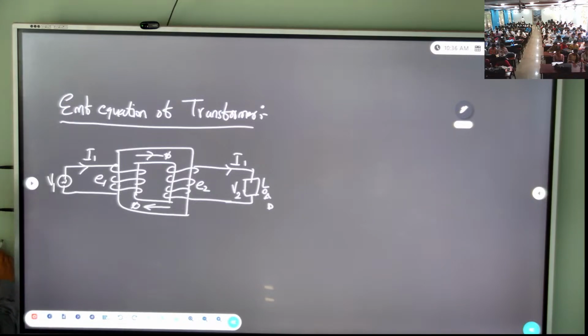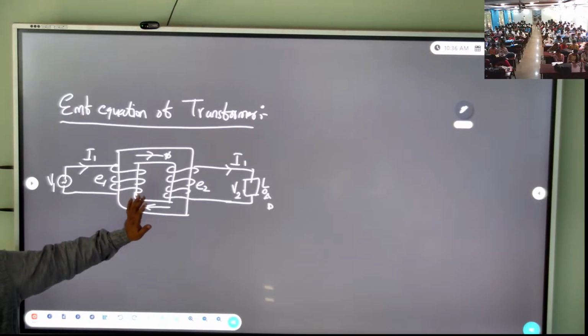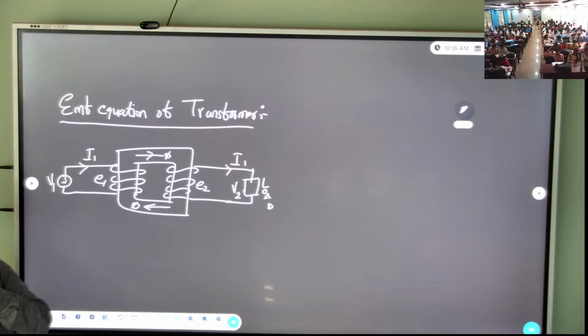So, this is the main circuit diagram of the transformer. Now, what is the principle? What is the principle of the transformer?